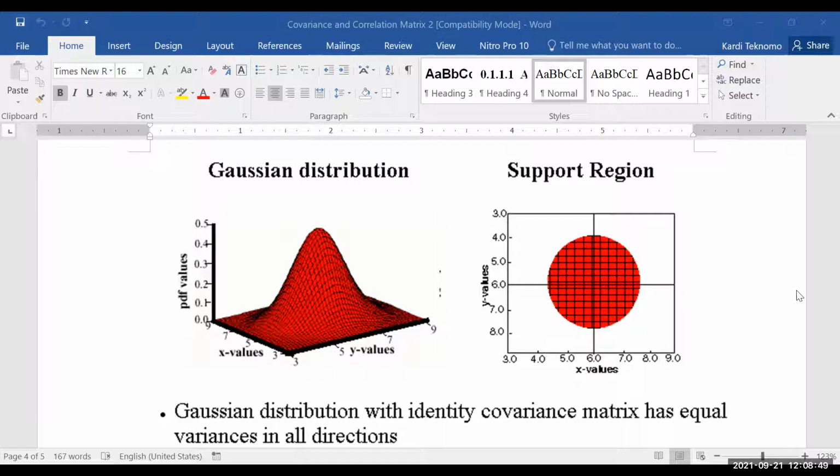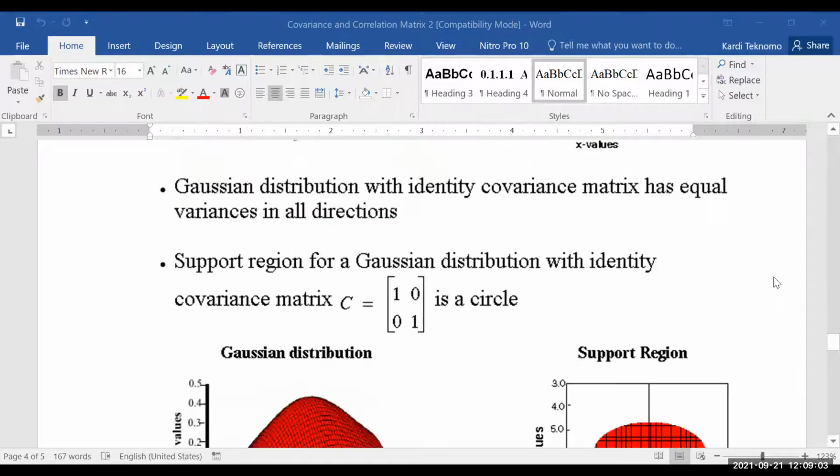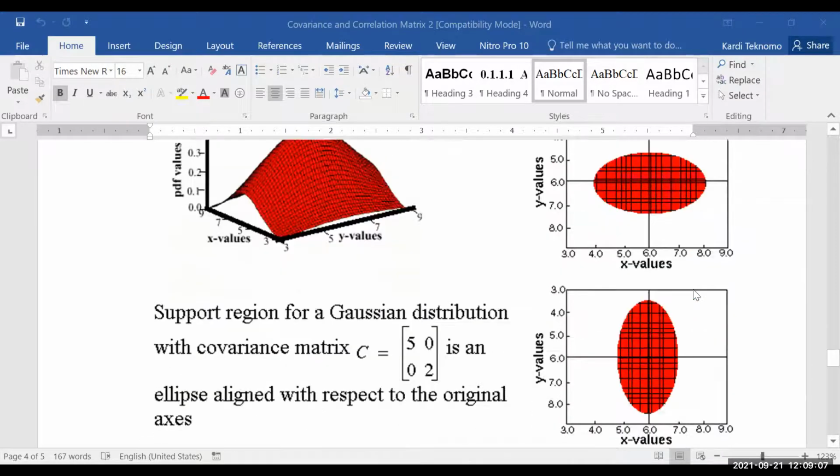If the covariance is one, then the spread is equal in all directions, right? Sometimes you will get something like this. So for example, this is the covariance of 5 and 2. See? Then you will get a different spread. Can you see it now? So this is a normal, Gaussian distribution. But your data, you're not sure if they are normal or not, right? So you start to calculate the covariance matrix so that you will know, at least, the spread between two variables. So this is an example of the meaning of covariance.